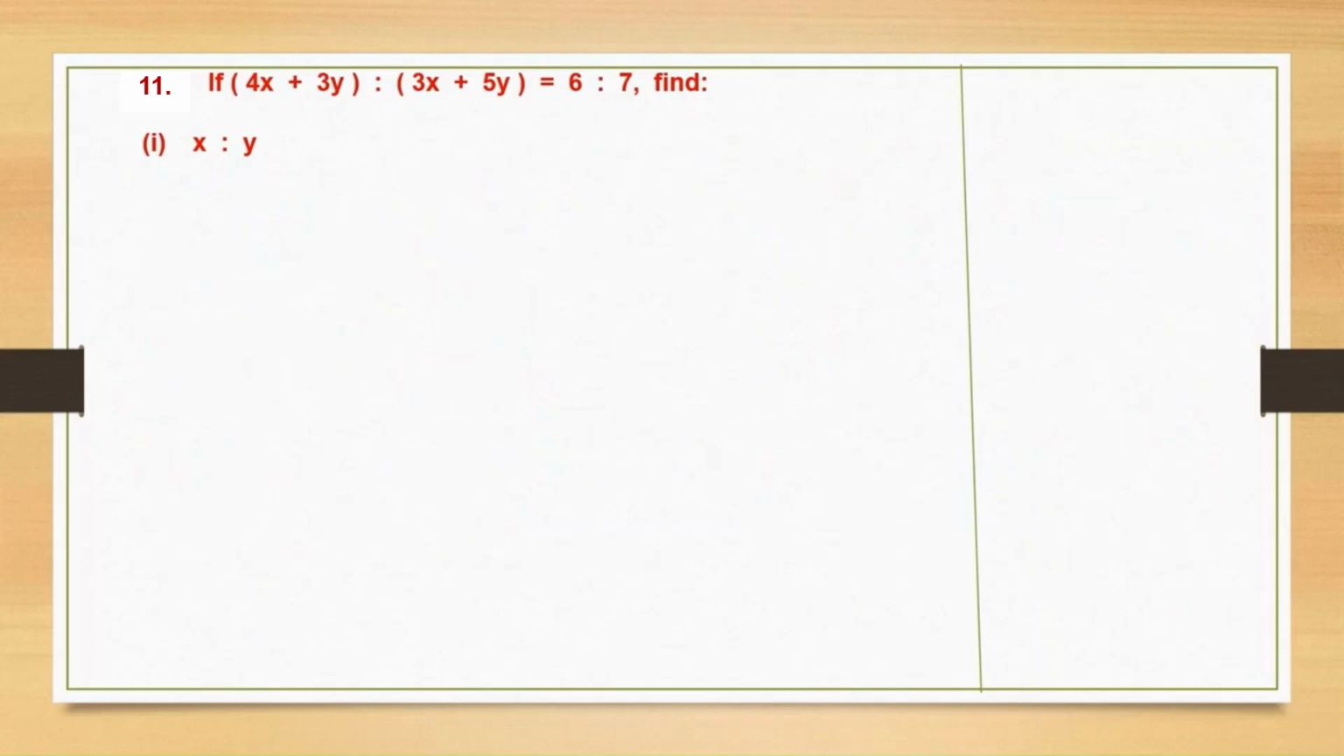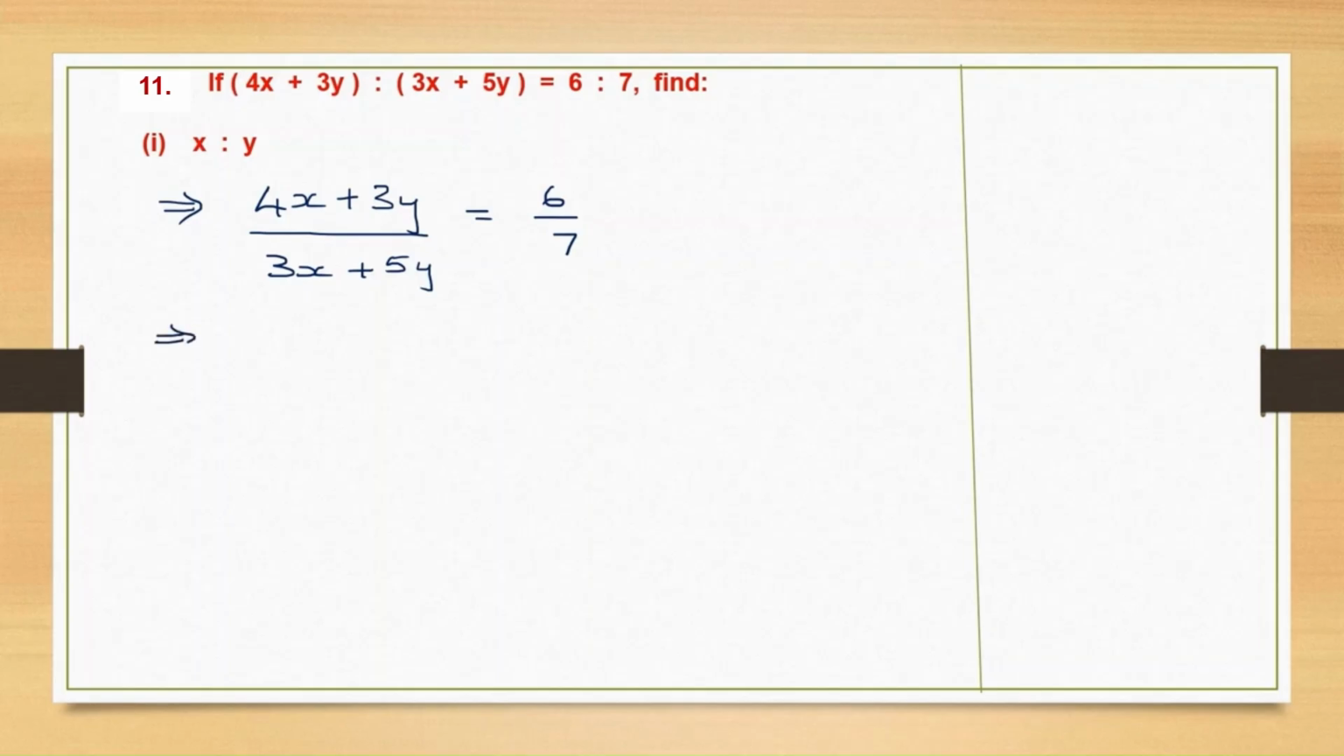If 4x plus 3y is to 3x plus 5y is equal to 6 is to 7, find x is to y. Okay, so we have the first question, find x is to y. So first step, let's make this an equation. 4x plus 3y is to 3x plus 5y can be written as a fraction, and this is equal to 6 by 7. Now we need to find the ratio of x is to y. So what do we have to do? We have to transpose numbers from one side to the other side.